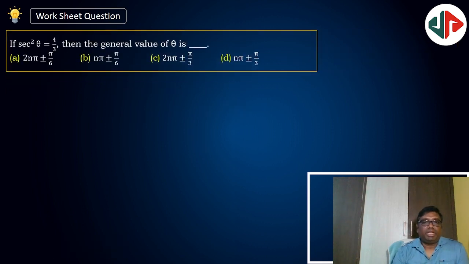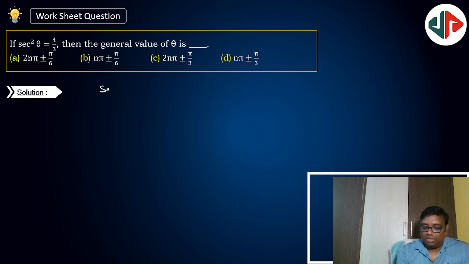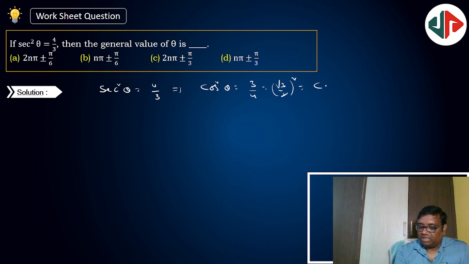If secant square theta is equal to 4 by 3, what is the general value of theta? Secant square theta is equal to 4 by 3 means we can rewrite this as cos square theta is equal to 3 by 4. 3 by 4 means root 3 by 2 whole square. It is nothing but cos square of pi by 6. So theta is equal to n pi plus or minus pi by 6.